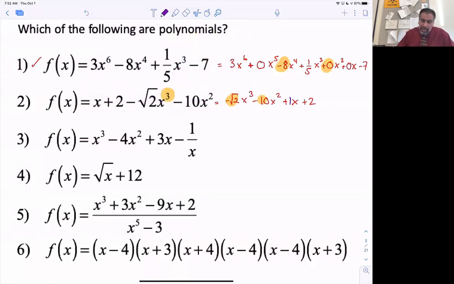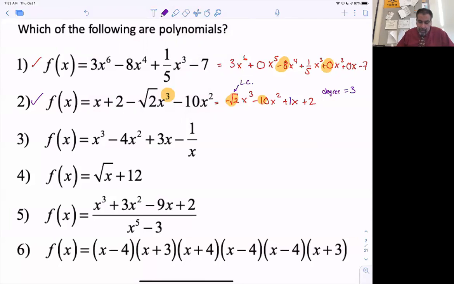So in this one, the leading coefficient would be right here. It would be our root 2. That's our leading coefficient. And our degree would be the highest exponent, and that would be, this is degree 3. Number 2 is a polynomial.